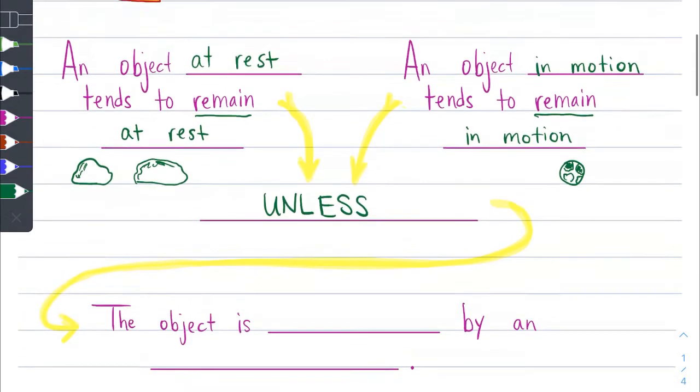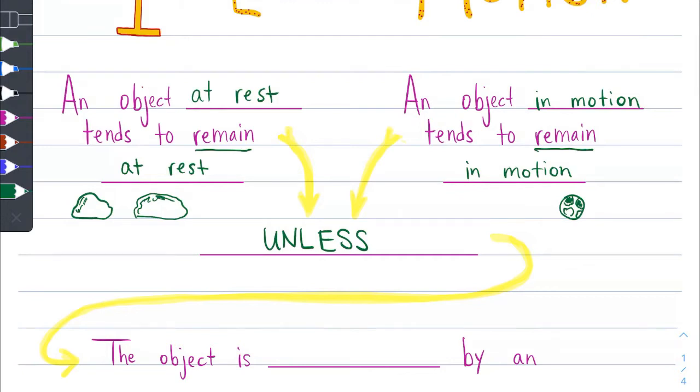Unless that object, whether it's the boulder or the soccer ball, is acted upon, so some type of action, if the object is acted upon by an outside force. Now, what do I mean by an outside force? Well, this soccer ball is going to continue moving until it hits a wall, or until the grass causes enough friction to cause it to stop, or until somebody that's playing soccer comes in and kicks the soccer ball, and then the soccer ball changes direction.